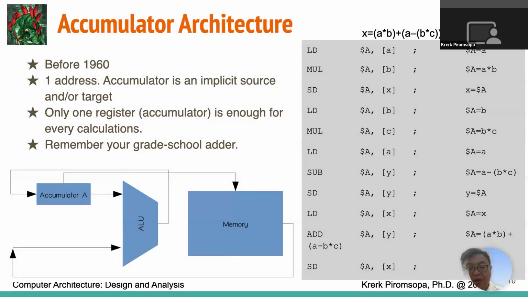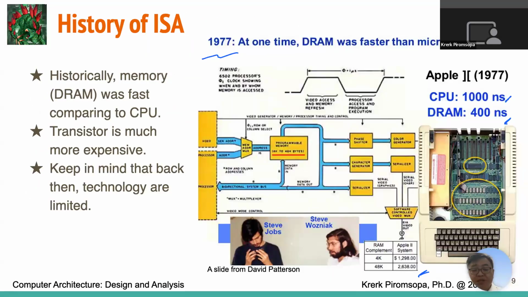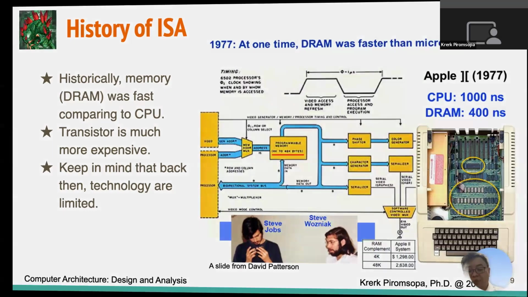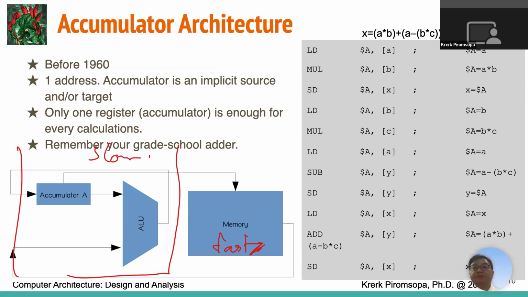Okay. Let's try to understand this. We will explain the history of instruction sets. Back in the past, memory is quite fast. This is fast. And this is slow.